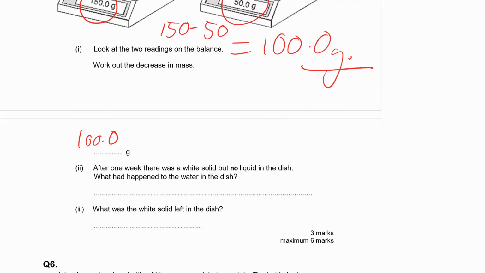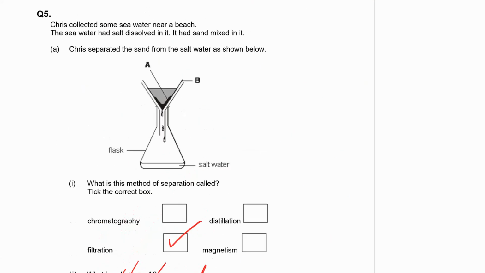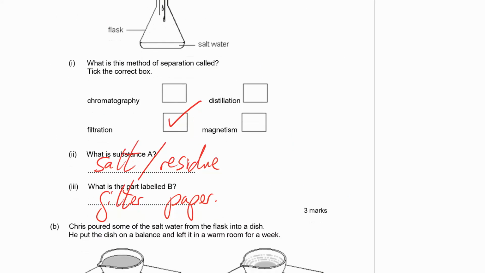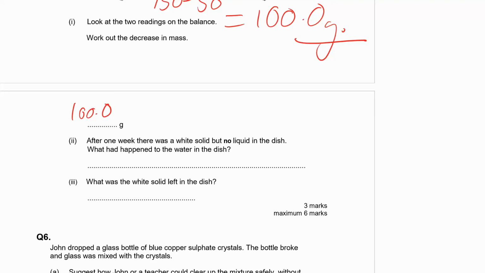After 1 week there was a white solid but no liquid in the dish. So where in your practical you heated it up to speed up the process, they actually just left the dish off to the side, and within that week all the water had evaporated, and so the key word there being evaporated. So essentially the liquid in the dish turned to a gas. What was the white solid left in the dish? This would have been the salt.